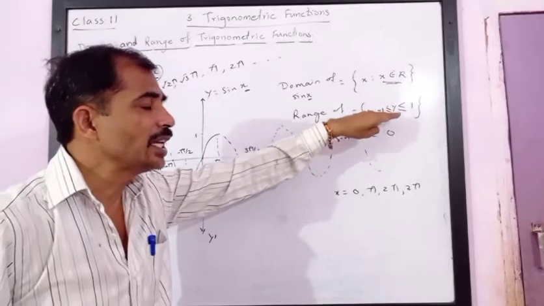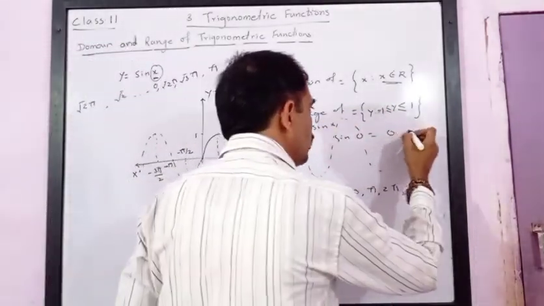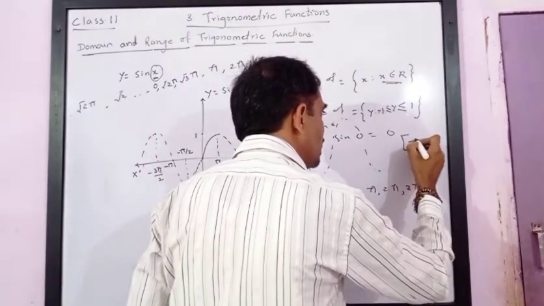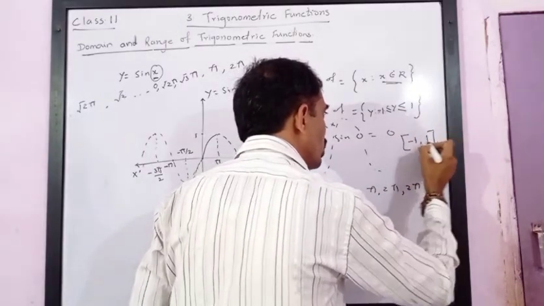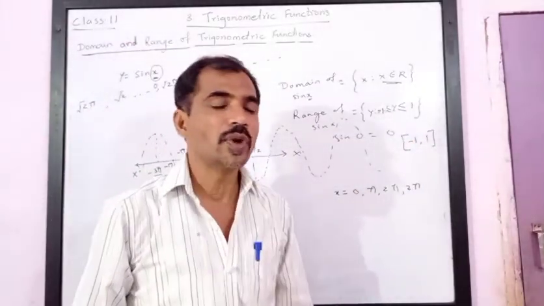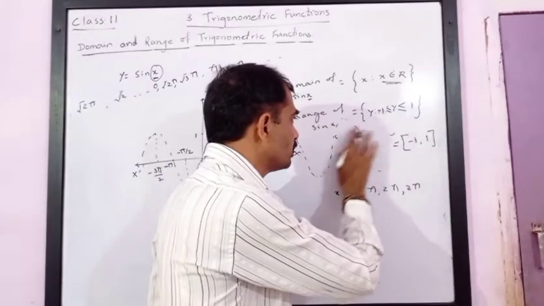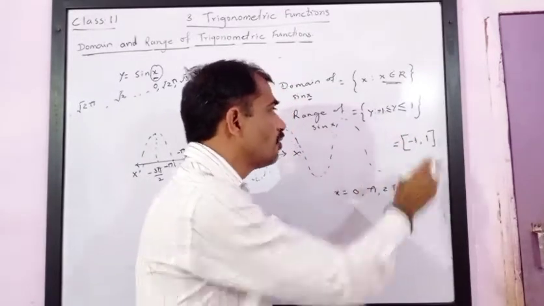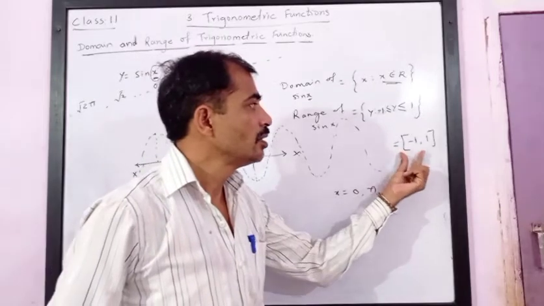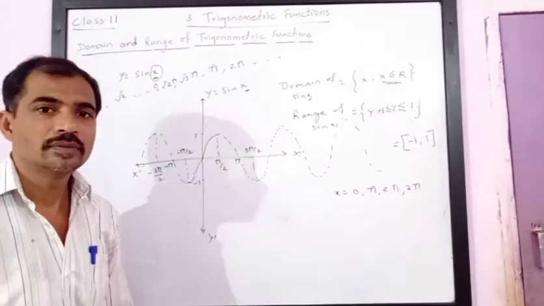Now this can be written in set form as well as in the form of brackets. We have already studied that if it is written in square brackets, it means it includes both positive 1 and negative 1 and all the values between them. So it can be written in this way as well: the range of sin x is the closed interval from negative 1 to positive 1.